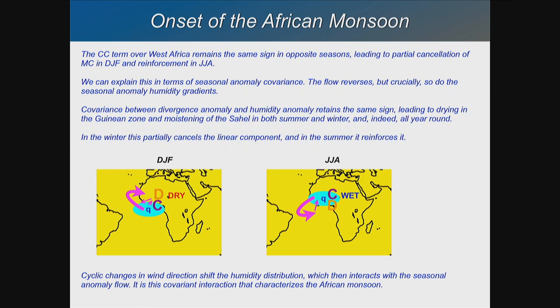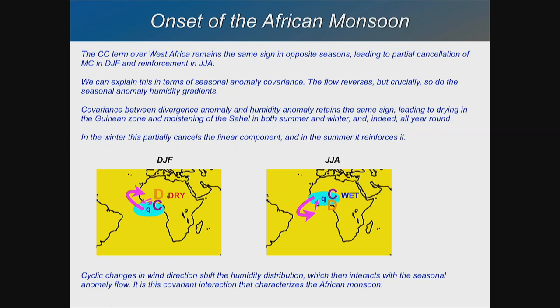We can explain this in terms of seasonal anomaly covariance. The flow reverses, but crucially, so do the seasonal anomaly humidity gradients. So the covariance between a divergence anomaly and a humidity anomaly retains the same sign, leading to drying in the Guinean zone and moistening of the Sahel in both summer and winter, and all year round. So in the winter, this partially cancels the linear component, and in the summer, it reinforces it.